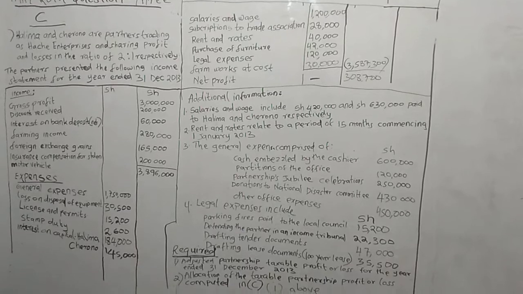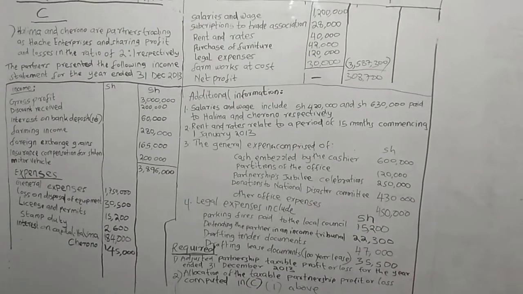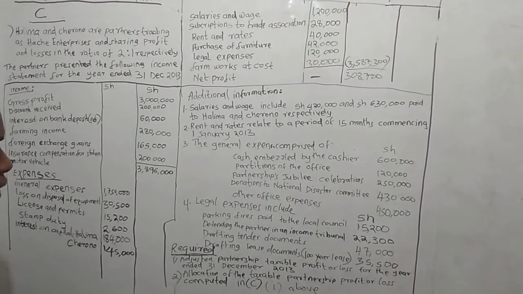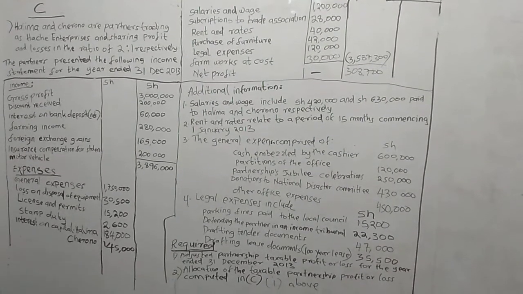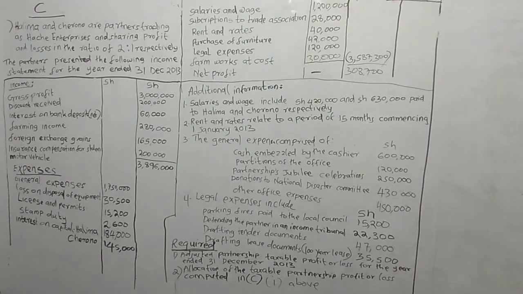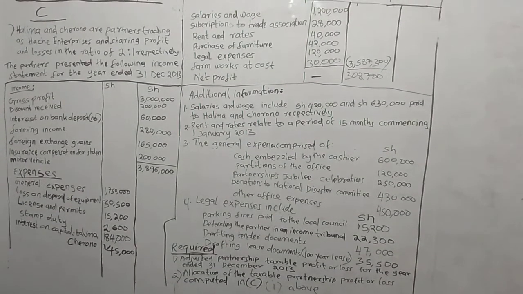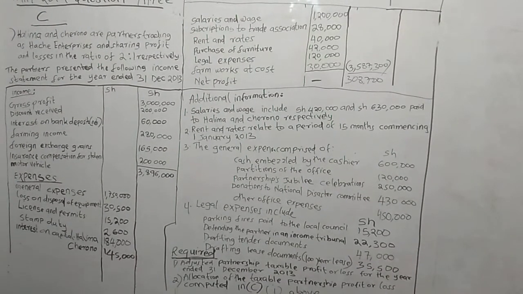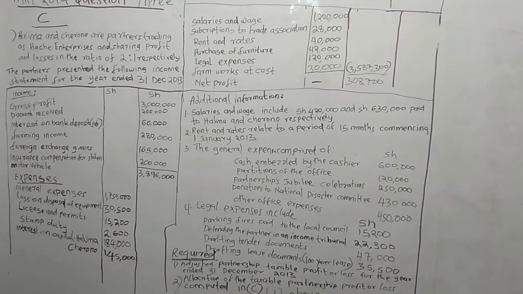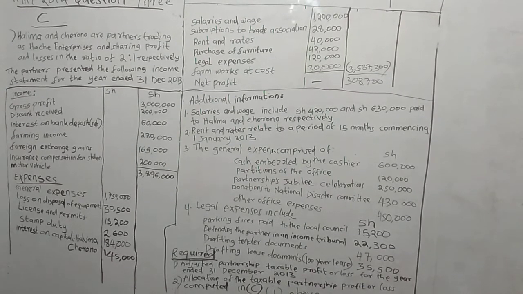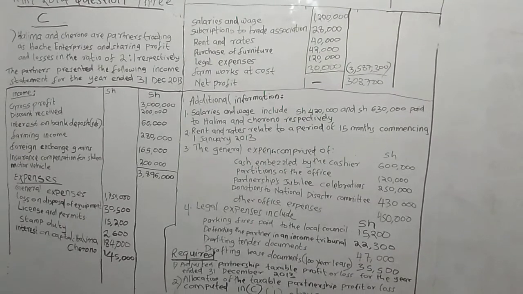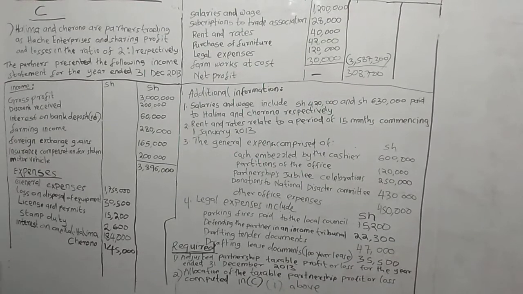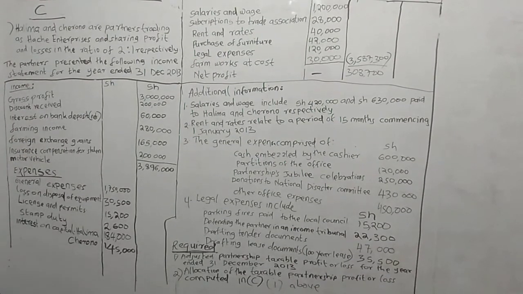Number 4, legal expenses include penalty fines paid to the local council 15,200, defending the partner in an income tribunal 22,300, drafting tender documents 47,000, drafting lease documents for a 100-year lease 35,500. Required: Number 1, adjusted partnership taxable profit or loss for the year ended 31st December 2013. Number 2, allocation of the taxable partnership profit or loss computed in 1 above.